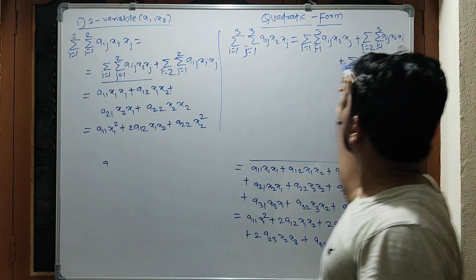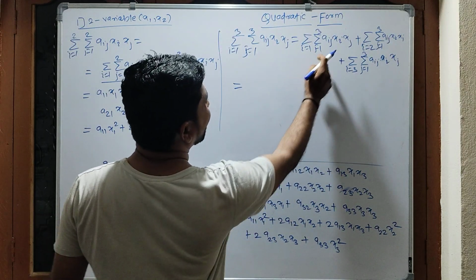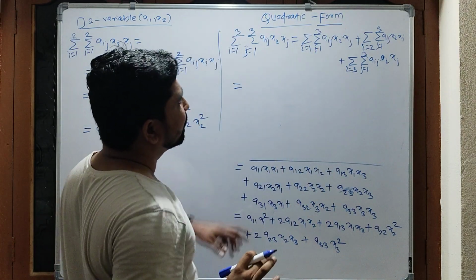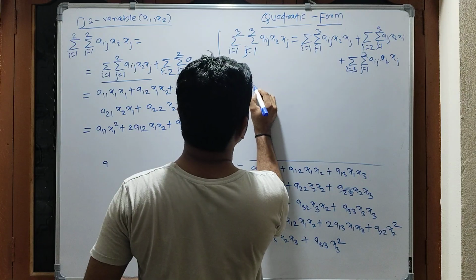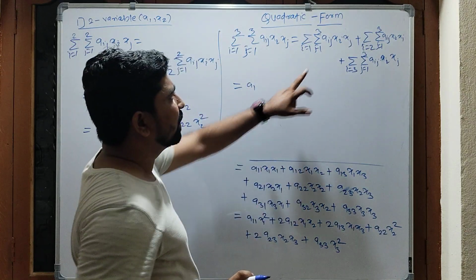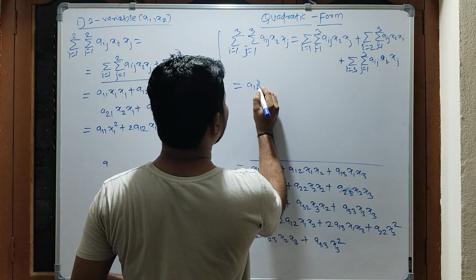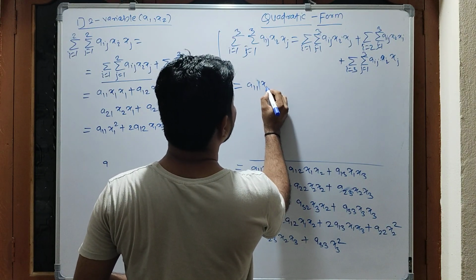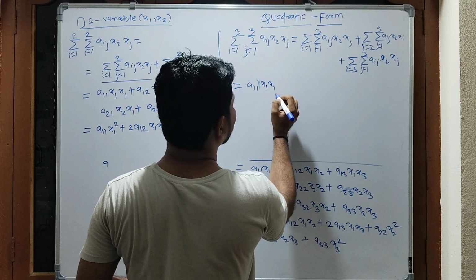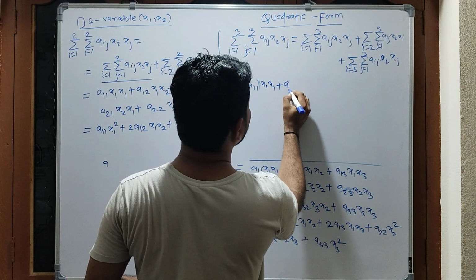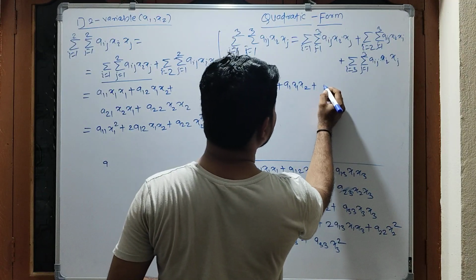Now you can solve this. Here i is fixed, so i is 1. Here a_1, j is 1, x_1 and x_1, plus i is fixed, a_1, x_1 and x_2, plus again i is fixed.